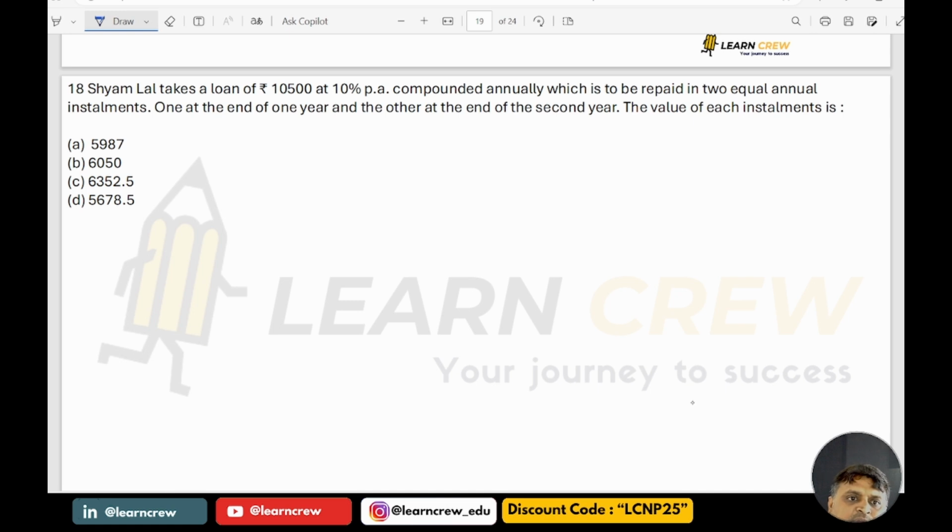Next, Shamlal takes a loan of 10,500 rupees at 10% per annum compounded annually, which has to be paid in 2 equal annual installments, one at the end of the first year and the other at the end of the second year. So the value of each installment is how much? So please see here. What is the loan amount? Loan amount is 10,500.